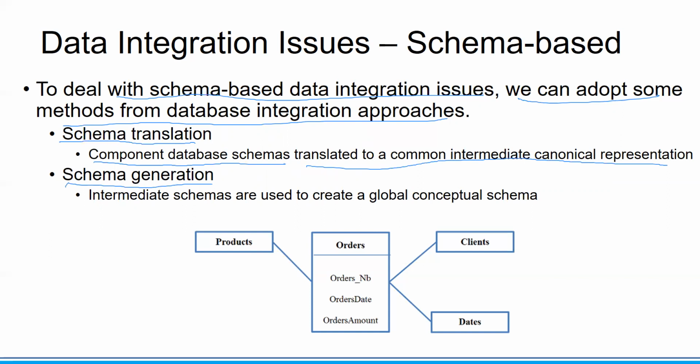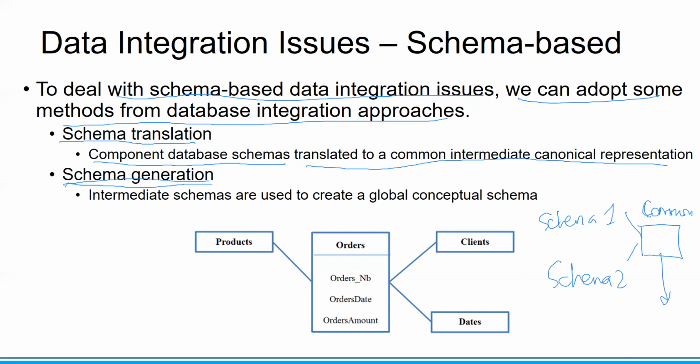Let's say I have a lot of database schema. Let's say this is schema one, and then we have schema two. Okay, and then we will translate into the common schema. So when we have the common schema, then we will use this common schema for our integration. Or the other is, we can call it the schema generation.